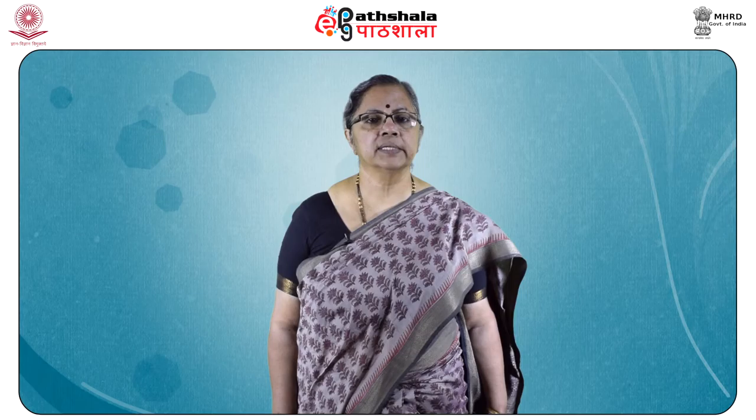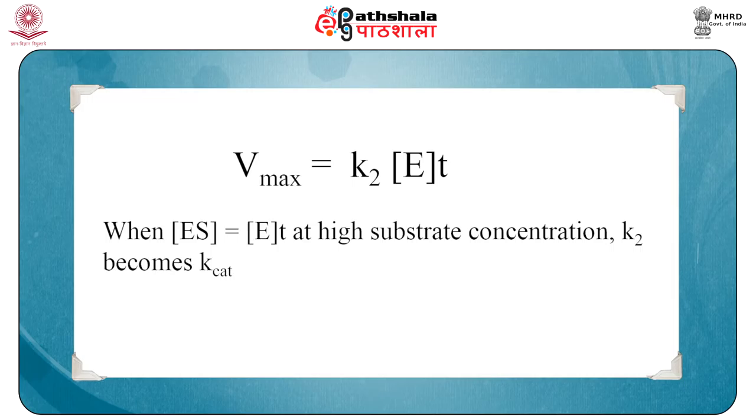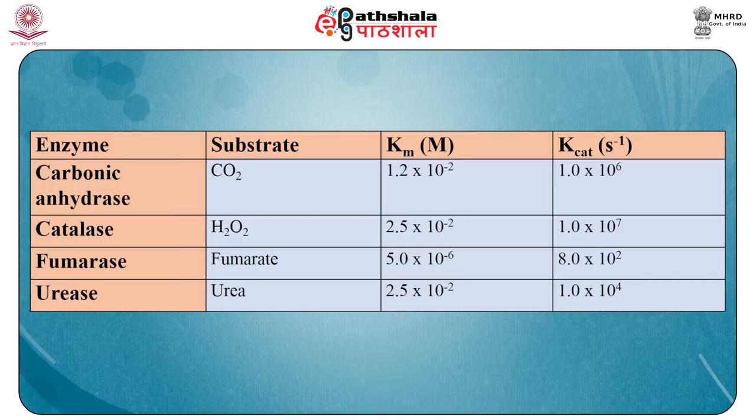The catalytic rate constant is Vmax equal to K2 into ET. When ES is equal to ET at high substrate concentration, K2 becomes Kcat, or the catalytic rate constant. A survey of the table suggests that low Km, which indicates high substrate binding affinity, does not necessarily translate into high Kcat. Let us look at the table.